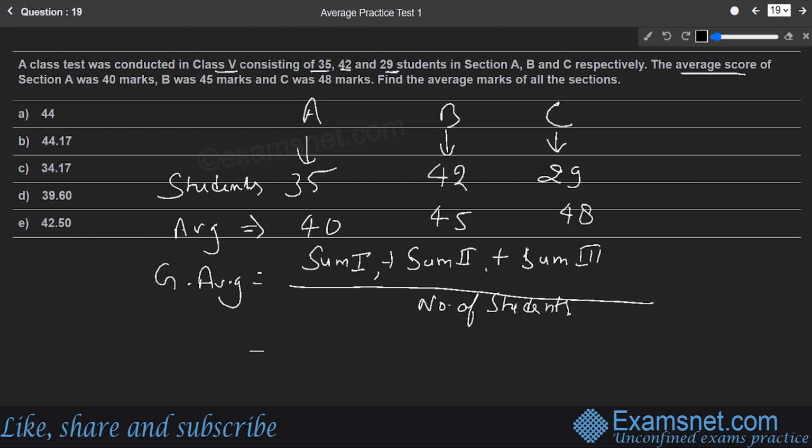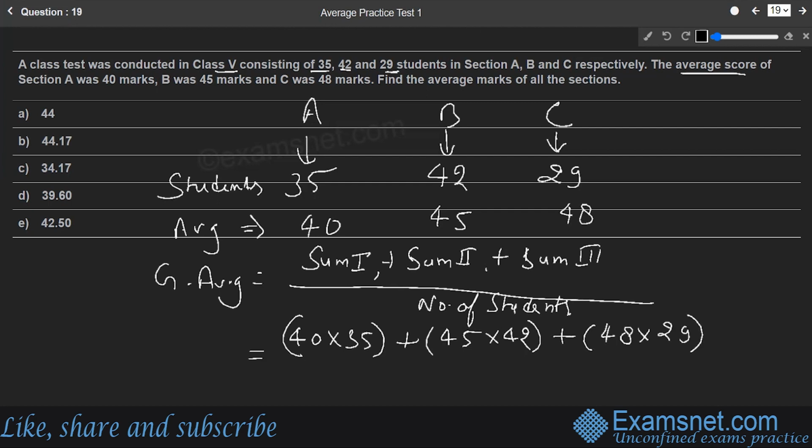Let us try to find out the sum of the first section. Sum can be calculated by multiplying average into the number. The average in section A is 40, and the number in section A is 35. So this is going to be the first sum, plus the second sum, that is average multiplied by students. The average of section B is 45, and the students in section B is 42. Similarly, average is 48 in section C and number is 29, divided by total number of students in all the batches together. So we are supposed to add 35 plus 42 plus 29. Clearly we are supposed to solve this mathematical expression to get our right answer.